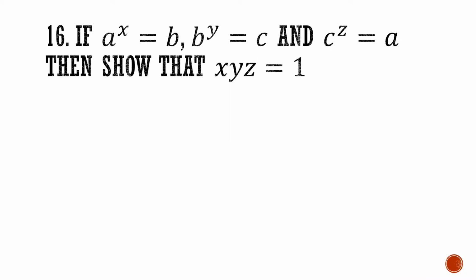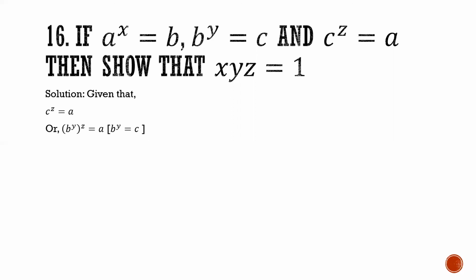Number 16. The problem is: if a to the power x equals b, b to the power y equals c, and c to the power z equals a, then show that xyz is equal to 1. To solve this, we will start from c to the power z equals a. Now look at the given terms. c is equal to b to the power y. So we can replace c by b to the power y.